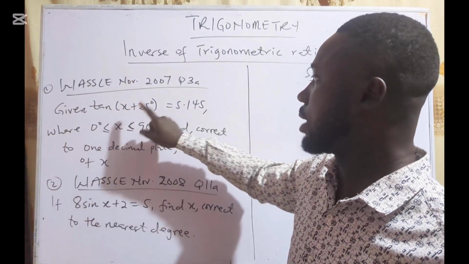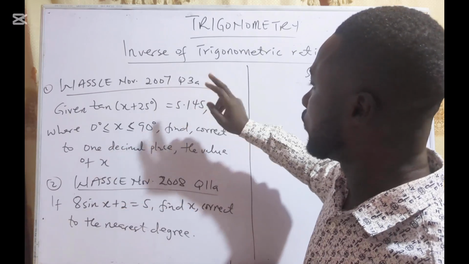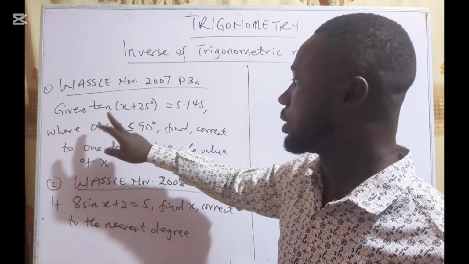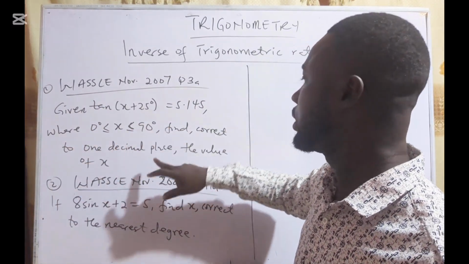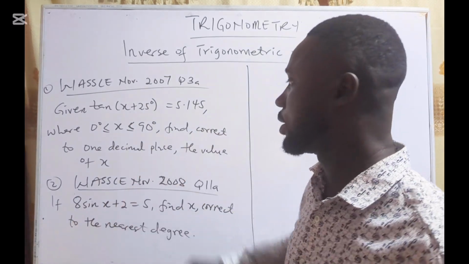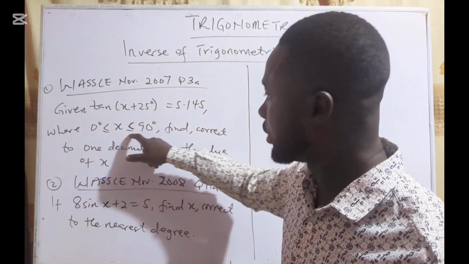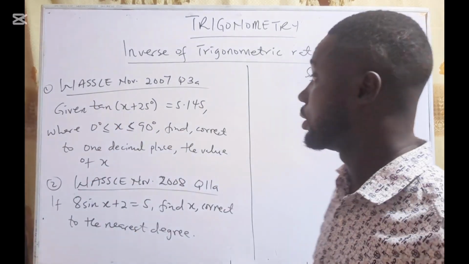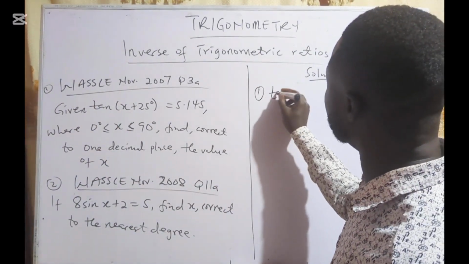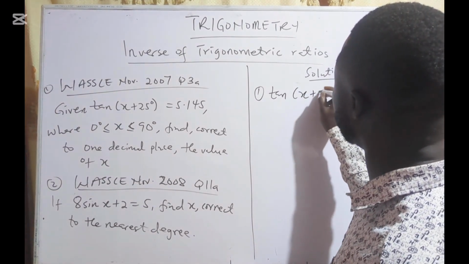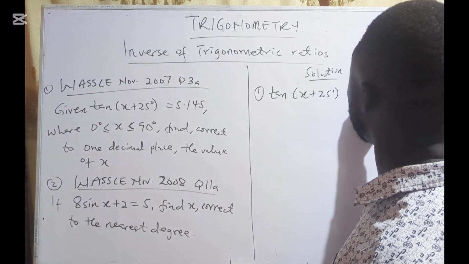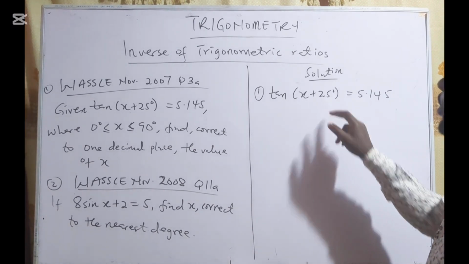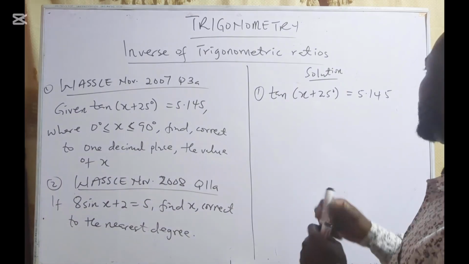Given tan (x + 25 degrees) equal to 5.4145, where 0 degrees is less than or equal to x and less than or equal to 90, find, correct to one decimal place, the value of x. Okay, so the x is in the first quadrant, between 0 and 90. We are given tan (x + 25 degrees) equal to 5.4145. What we have to do: the x plus 25 is an angle, so you find the tan inverse of this.